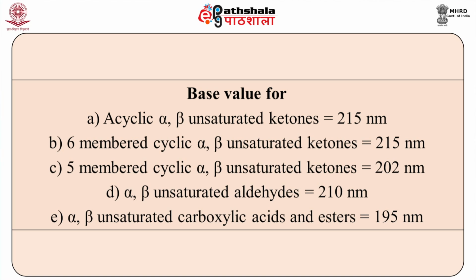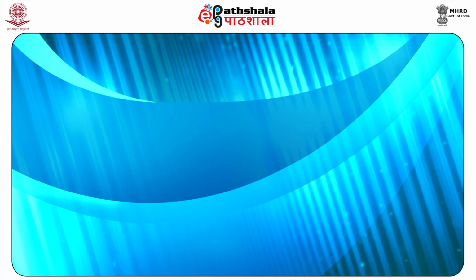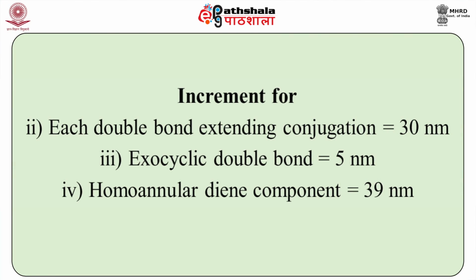For simple alpha beta unsaturated aldehydes, the base value happens to be 210 nanometers, and the value for alpha beta unsaturated carboxylic acids and esters is 195 nanometers. Now the increment values: the increment value for each double bond extending conjugation is 30 nanometers, and for each exocyclic double bond it is 5 nanometers. The increment value for a homoannular diene component is 39 nanometers.